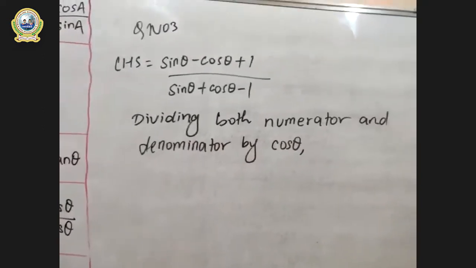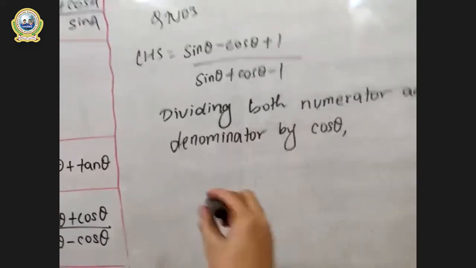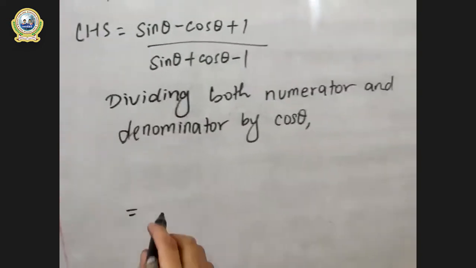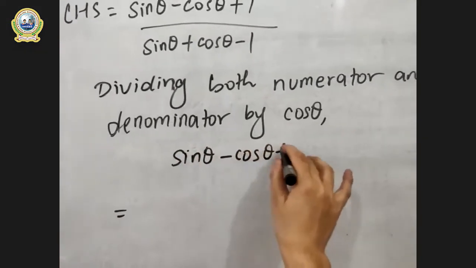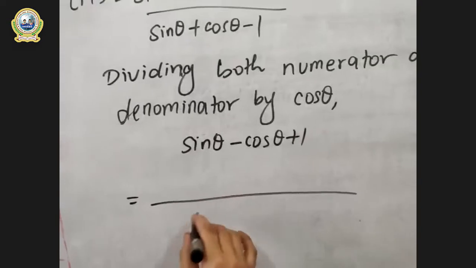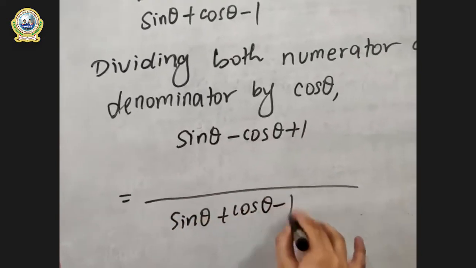Divide both numerator and denominator by cos theta. I'll explain this to you, don't worry. This is a very simple one. So now this will look as sine theta minus cos theta plus 1, over sine theta plus cos theta minus 1.